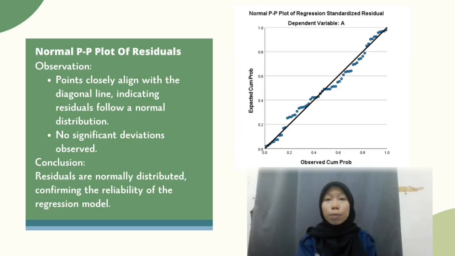Second graph, the normal P-P plot of residual. The observed points closely align with the diagonal line, indicating residuals follow a normal distribution, and no significant deviation was observed. This means the residuals are normally distributed, confirming the reliability of the regression model.